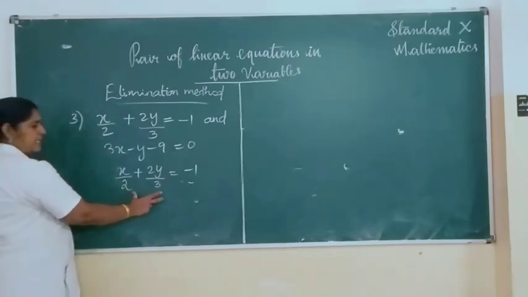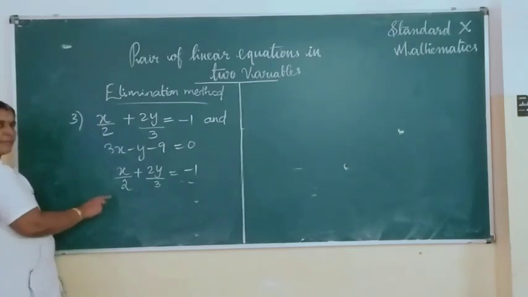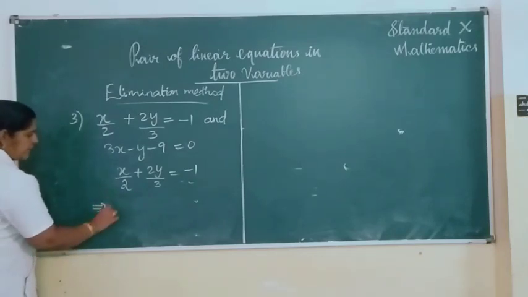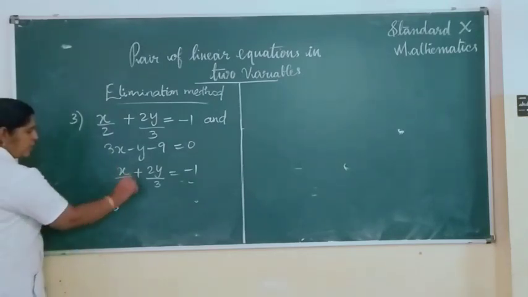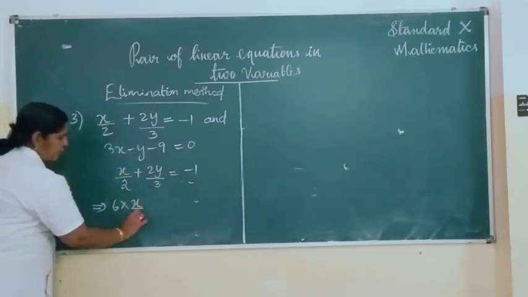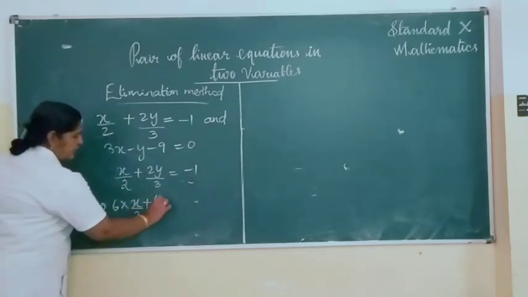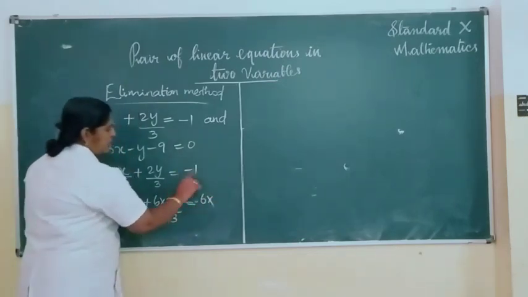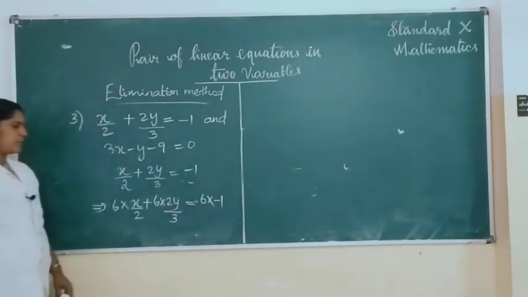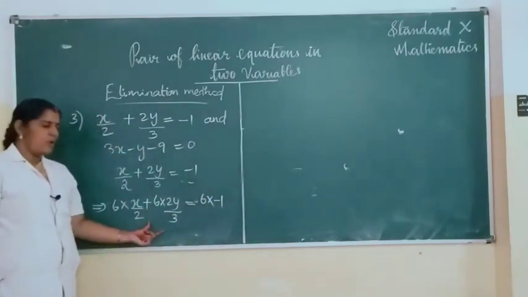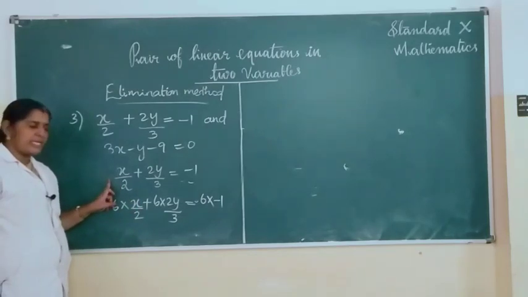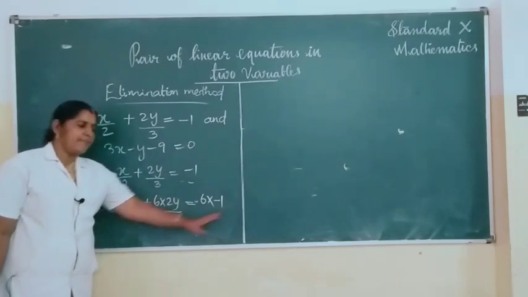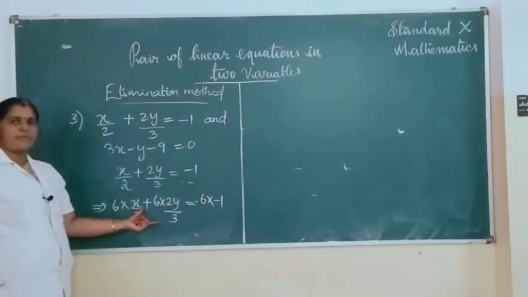So you know that for 2 and 3 the LCM is 6. I am going to multiply that LCM throughout this equation. So what does it become? 6 into x by 2 plus 6 into the second term 2y by 3 equal to 6 into this constant, that is minus 1. So this is easier for you to convert this rational form of coefficient. Take the LCM and multiply throughout the equation by that LCM. So we will get the normal form of the equation.